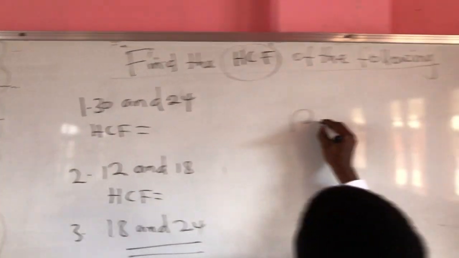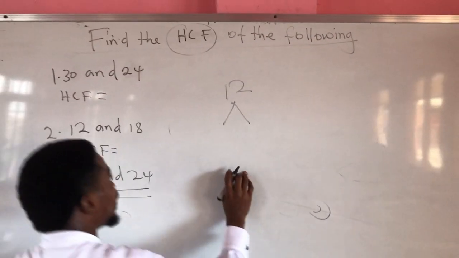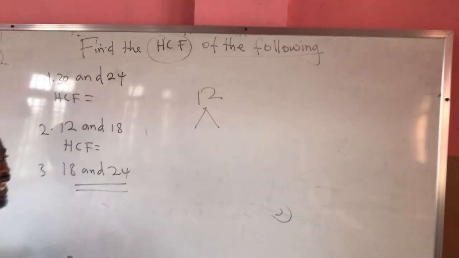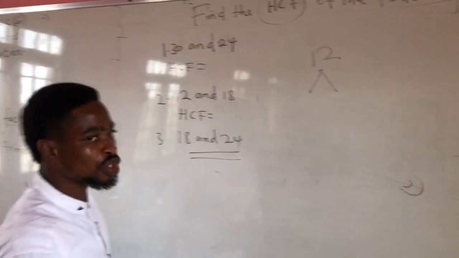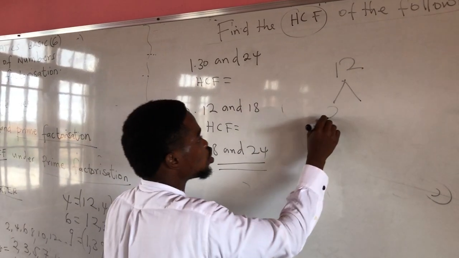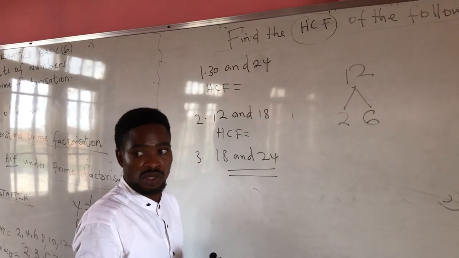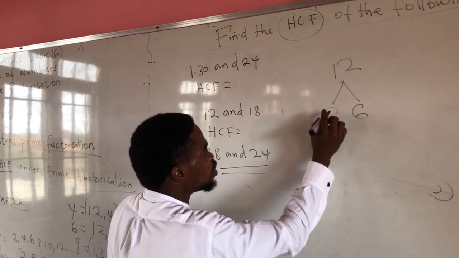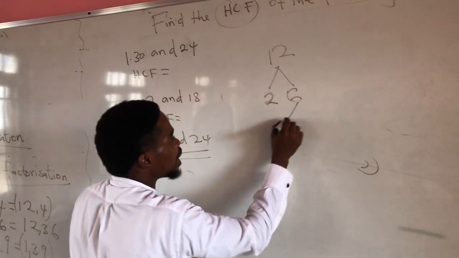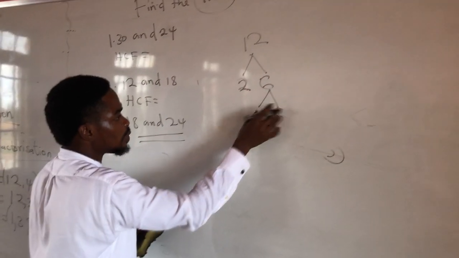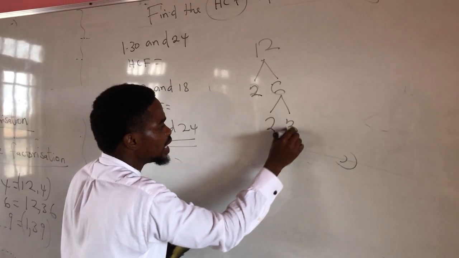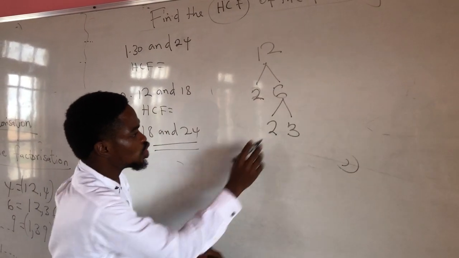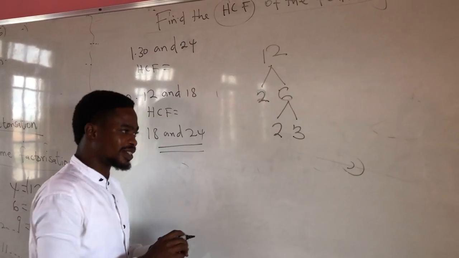Now question number 2 is 12. What are the factors? 2 numbers, when we multiply them, we can get 12. They are 2 and 6. We cannot break the 2 down, but we can break the 6 down, that when we multiply 2 by 3, it will give us 6.